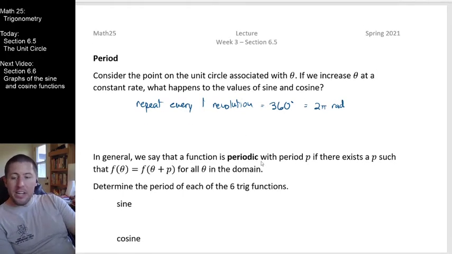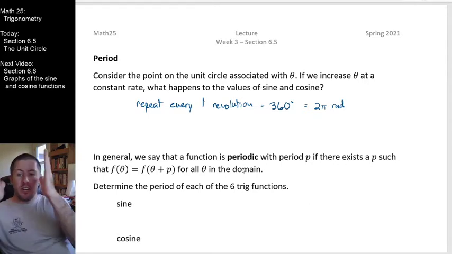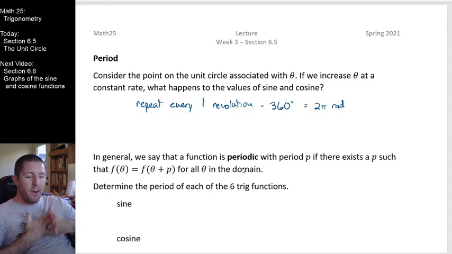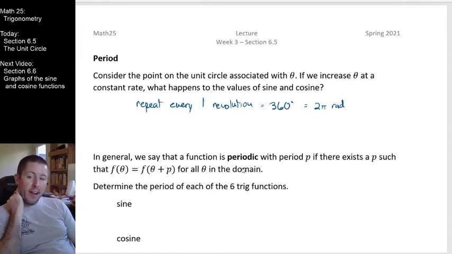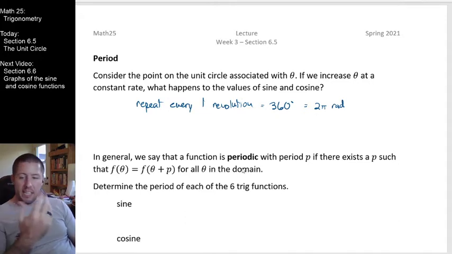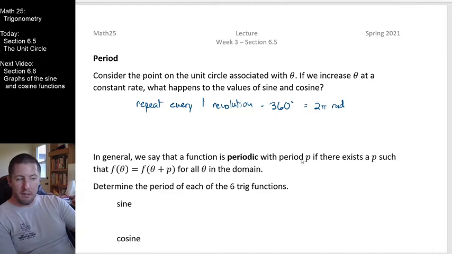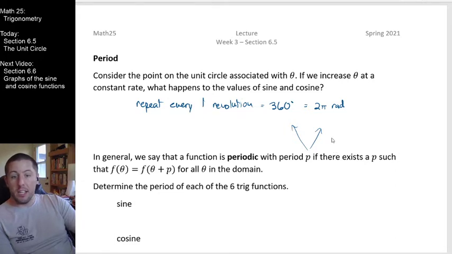Periodicity is repetitiveness. It's saying you're going to experience the exact same patterning over and over again. And it's important to recognize that there are functions other than trig functions that are periodic, and you'll hopefully get to explore some of those in later math classes. So this is a more general definition of periodic functions. Any function is considered periodic with a period of length p if there exists some value for p such that your function applied to theta is the exact same as the function applied one period's worth later. That's going to be our 360 and our 2 pi for sine and cosine.